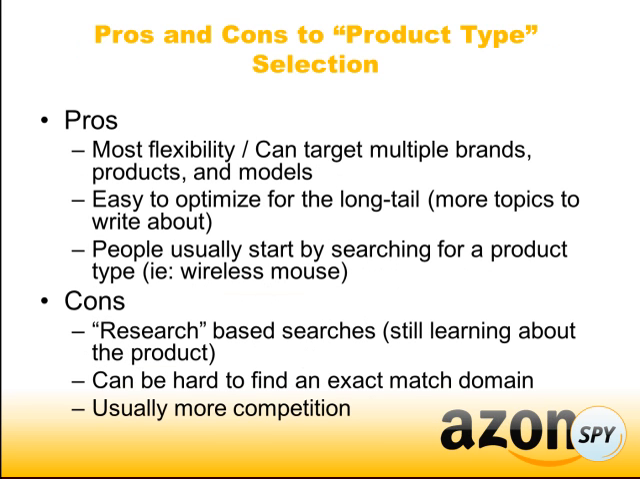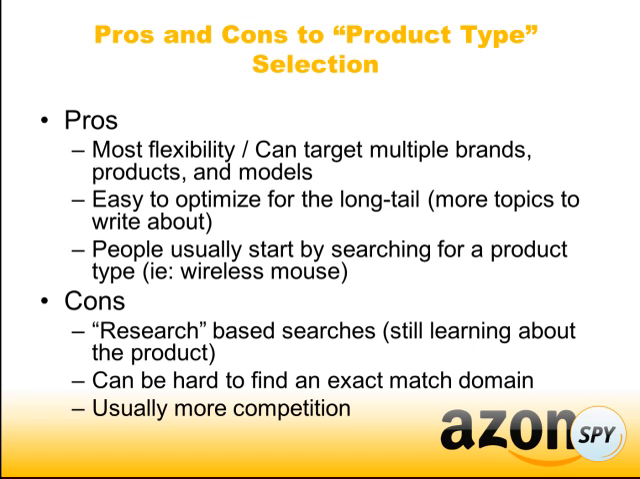The pros and cons to product type. Okay, this is people searching for wireless mouse, or the LCD TV. Okay, this is a generic search for a specific type of product. The pros to this is that it's the most flexible. Okay, you can target multiple brands and products and model numbers.